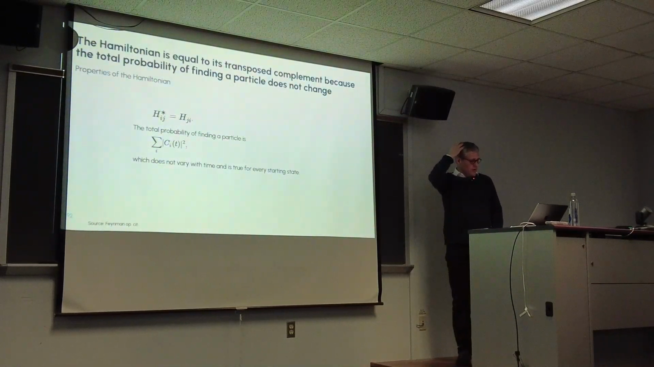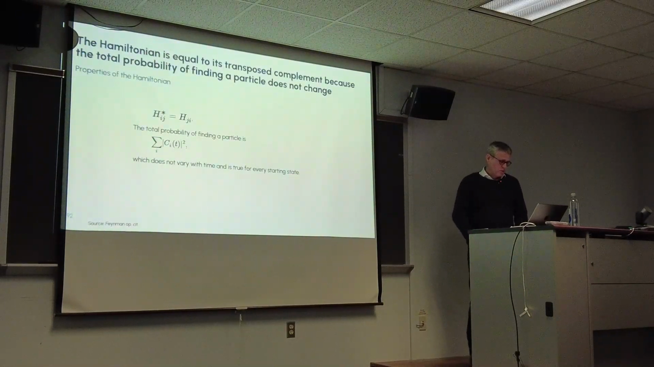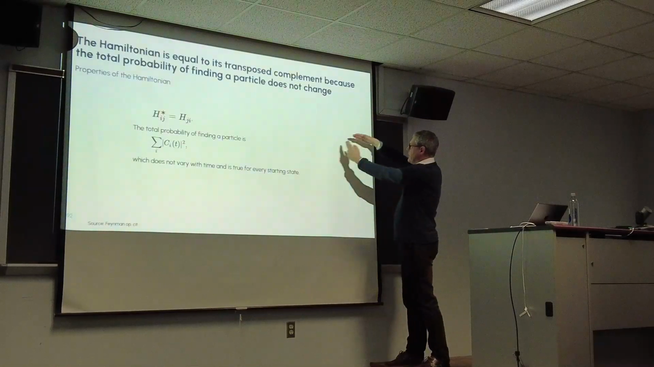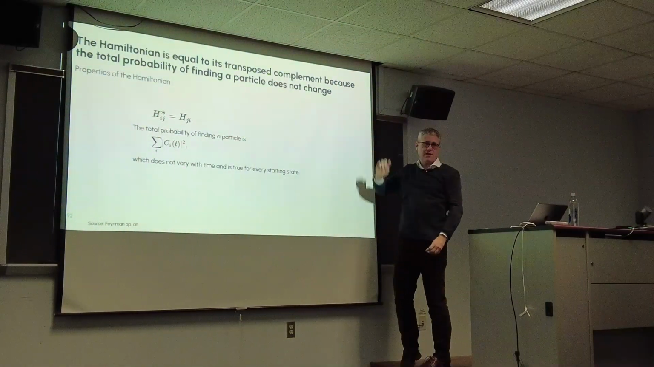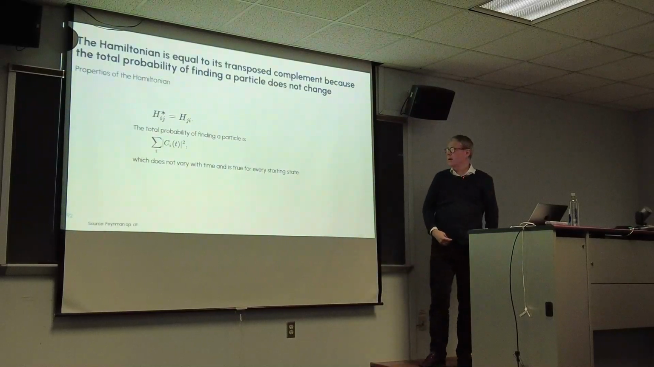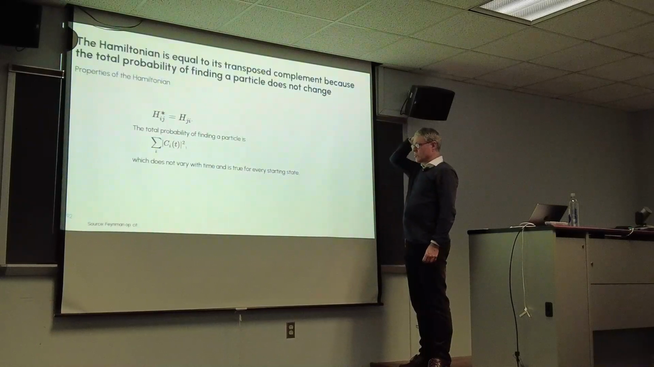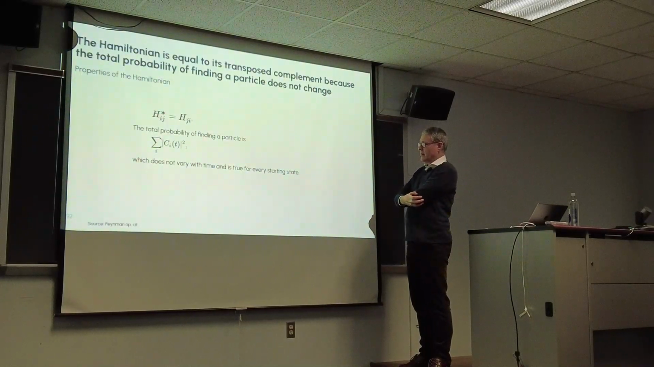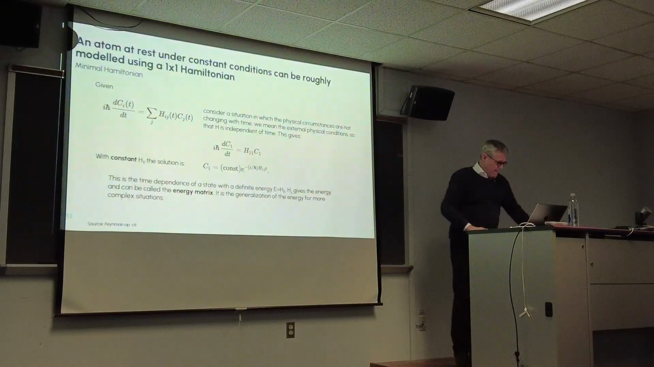So the Hamiltonian is equal to the transposed complement because the total probability of finding a particle does not change. So basically, when I have a matrix like this and transpose it, I just turn it around by 90 degrees and replace every complex number in it by its complement, then I have the same as before. And so the total probability of finding a particle is the sum over all the states squared. And that does not vary with time, it's true for every starting state.